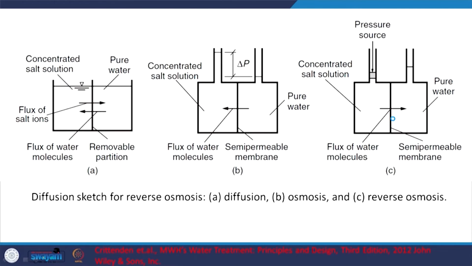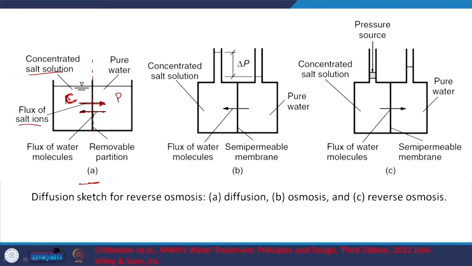Let us look at the relevant picture. So, here you can see diffusion. So, if we remove this, okay, what do we have here? We have concentrated solution here and relatively pure solution here, fine. And if I remove this removable partition, you are going to have movement of the salt ions. But I guess because of mass transfer and mass balance, you need to have also flux of water in this direction, right. So, that is an issue.